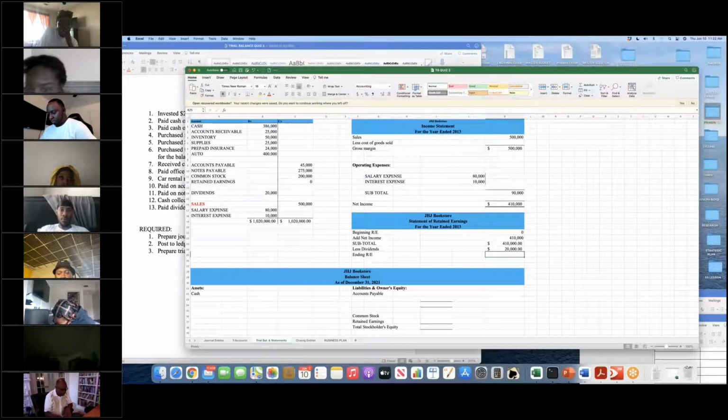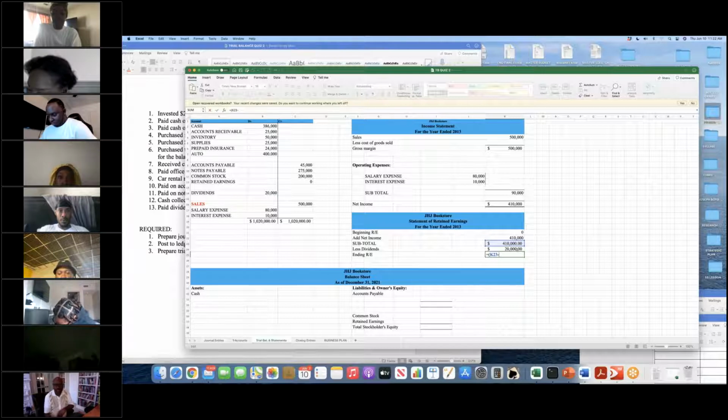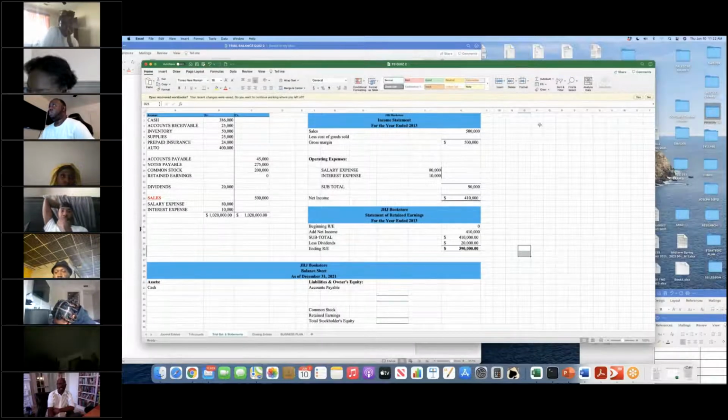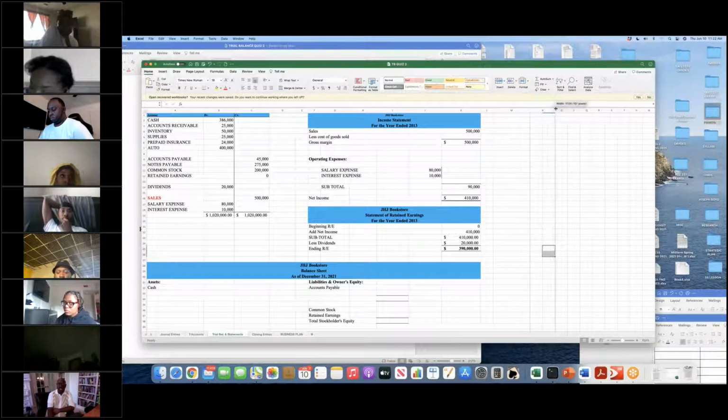Let's just put a formula in here, because if we have a formula in, whenever we make changes, we can always quickly calculate them. So this is going to be equal to the subtotal here minus the dividends. So 390 becomes the retained. See, we had earnings of 410, and so we paid out 20 to the shareholder. So of the 410, we only kept 390 in the business. Any questions? Well, we determined how much of the earnings that we kept in the business.